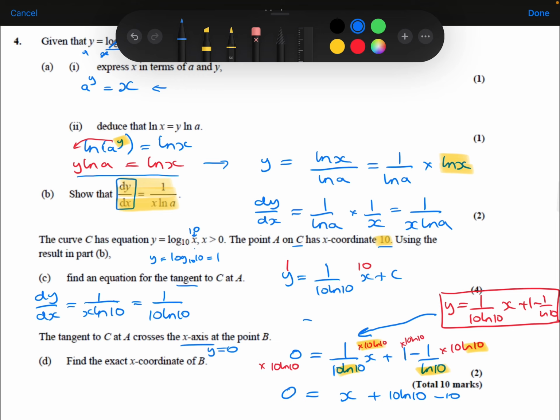Therefore, if I move the 10 and the 10 ln 10 to the other side, I can see that the x-coordinate of point B is 10 minus 10 ln 10. That's my answer for part D.